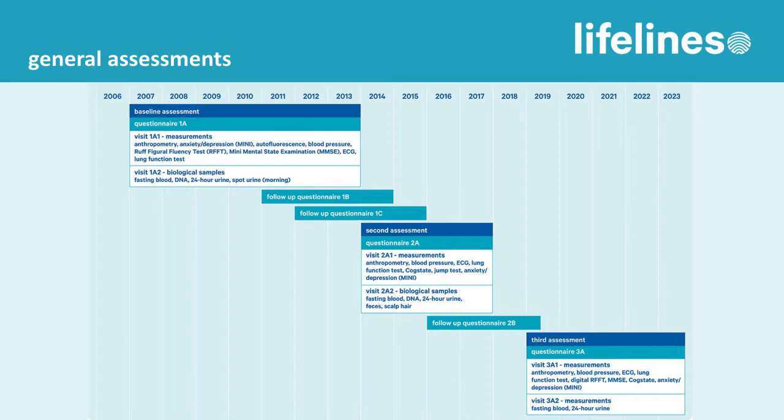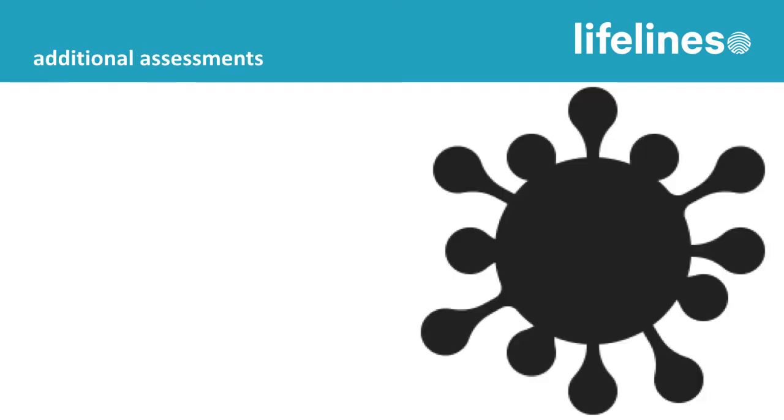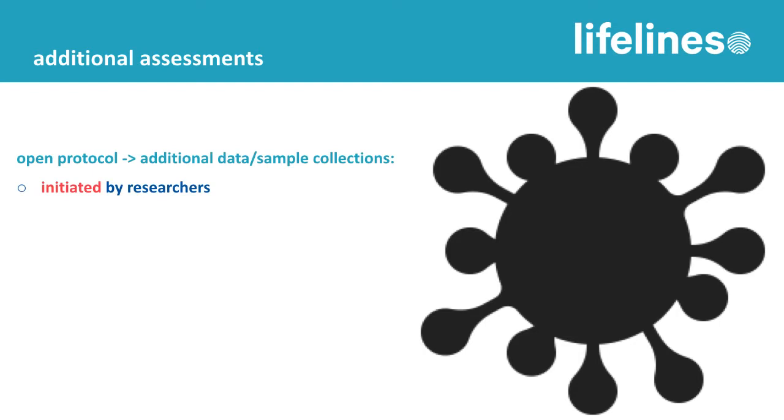And in these assessments, we really try to collect the most basic of health and lifestyle related information and body physical measurements and some basic body samples such as blood and urine. We also allow additional assessments. So this means that we have an open protocol and we allow researchers to initiate additional assessments based on their own very specific needs for their research question.